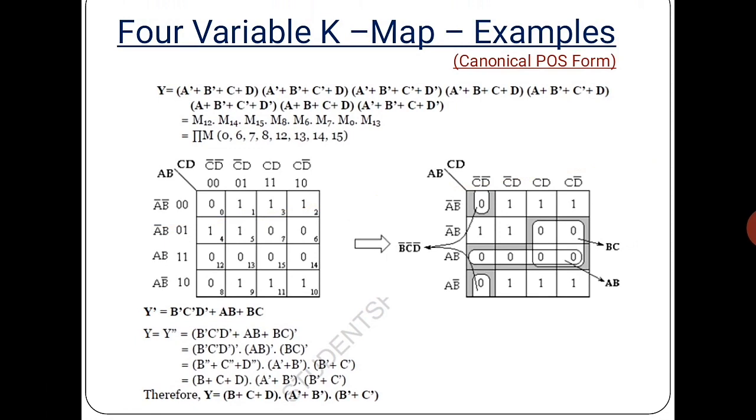So the final expression will be b bar, c bar, d bar complemented and then written as b plus c plus d, and then into a bar into b bar into a bar plus b bar into b bar plus c bar. It will be the final 4 variable Karnaugh map simplification using the POS form. The final expression will look like this.